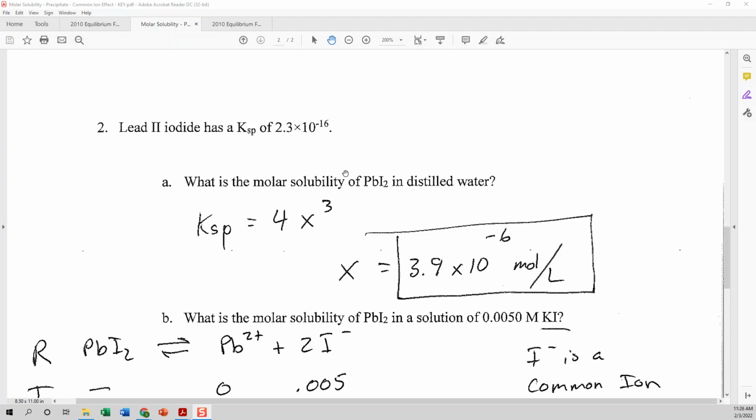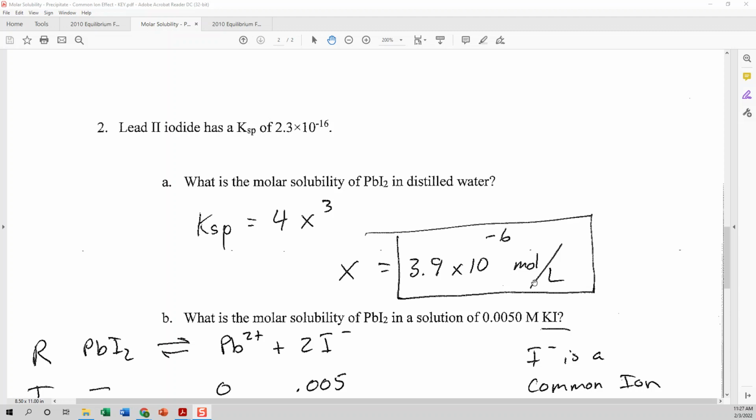We're given this Ksp, and we want the molar solubility in pure water, so we can use our Ksp shortcut. This ionic compound has a 1-to-2 ratio of ion to ion, so we use the shortcut 4x cubed. We plug in our Ksp value: 2.3 times 10 to the negative 16 equals 4 times x cubed, and we solve for x, which will be our molar solubility. We divide by 4 first, and then take the cube root, and that gives us our molar solubility.